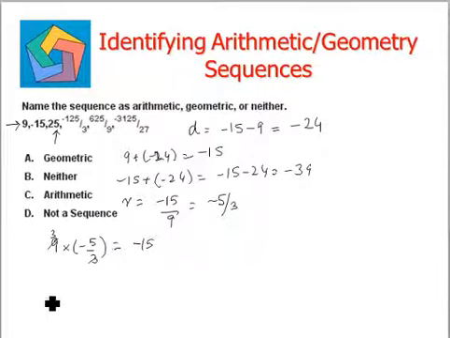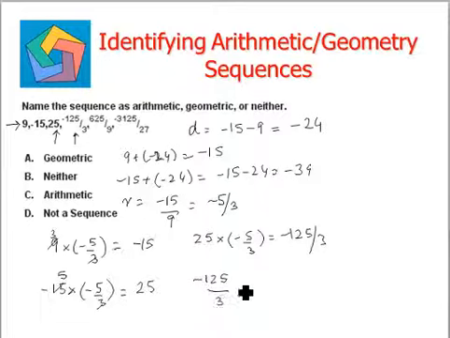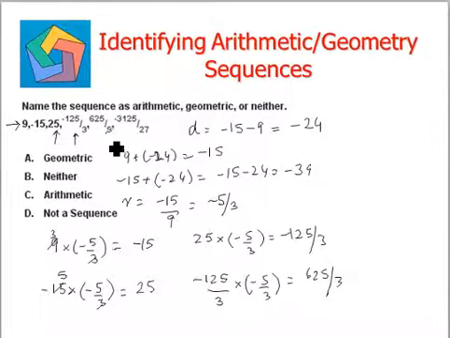Now let's look for the next term. Negative 15 times negative 5/3. Negative 5 times negative 5 is a positive 25. This is also correct. Let's look at the next term. 25 multiplied by negative 5/3 is equal to negative 125 over 3. Perfectly matching. Now negative 125 over 3 multiplied by negative 5/3 is also matching, 625 by 9, since 3 times 3 is 9. This is matching to here.